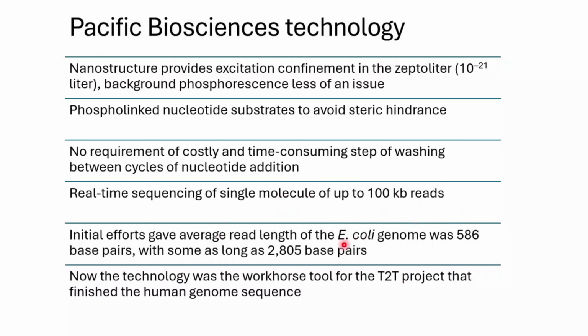They started their work when they built the startup using the E. coli genome, and they were able to get 586 bases. Now they're able to get even more than that, and they can read up to 100 kb. So this is a huge increase, okay?